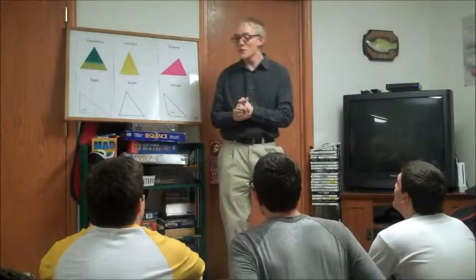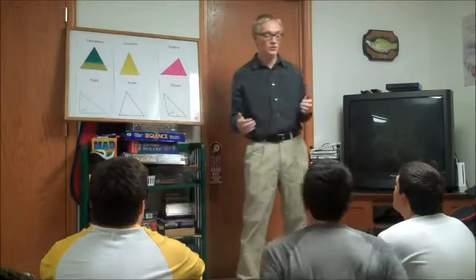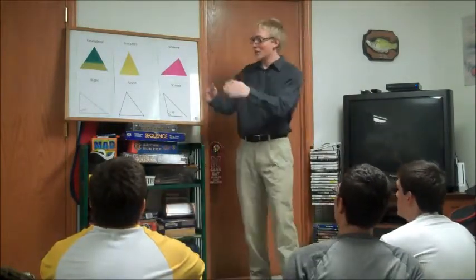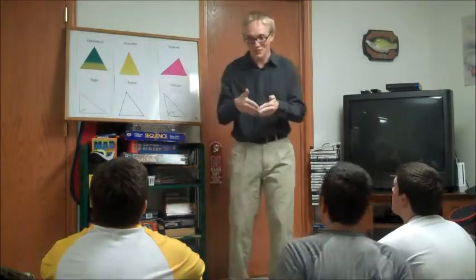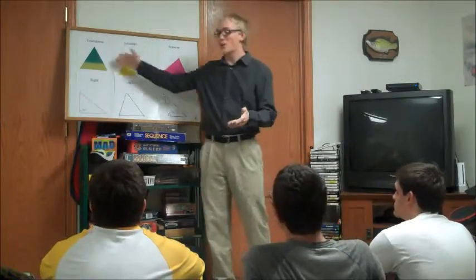Alright, so today we're going to be looking at triangles and how to tell the difference between different types of triangles. Now, there's two ways of telling the difference. You can tell it either by the sides or by the angles. The angles are where the sides meet, right? Okay. So, we'll start with the equilateral triangle.